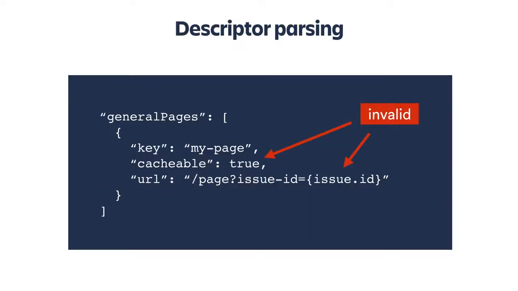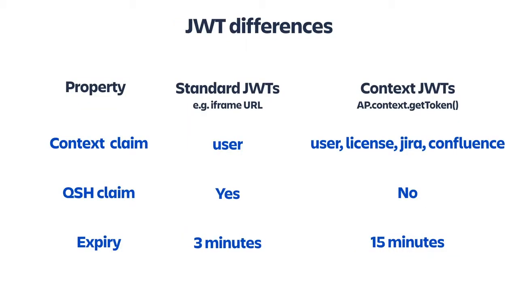When you start opting into cacheable iframes, be aware that we've updated the parsing of app descriptors so that setting the cacheable option and providing context parameters in the URL are mutually exclusive. This is an example of an invalid descriptor. Note that you can still add query parameters to your URLs, you just can't add context parameters.